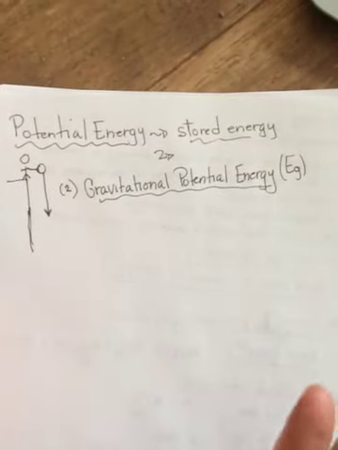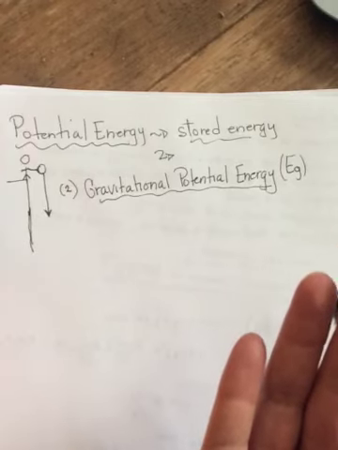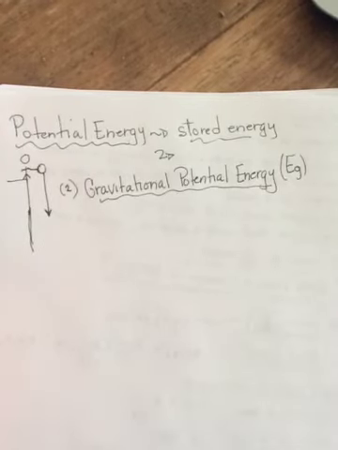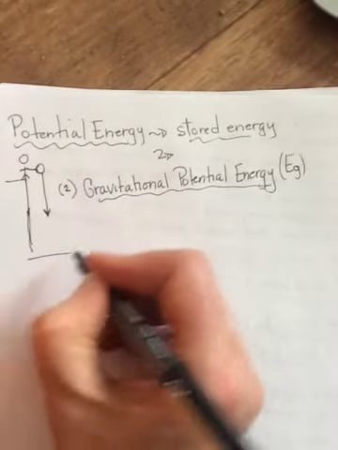So when I hold a book in front of me in my hand, it has a certain amount of gravitational potential energy, but then when I raise it above my head, it has more gravitational potential energy because I've raised it further above the ground.